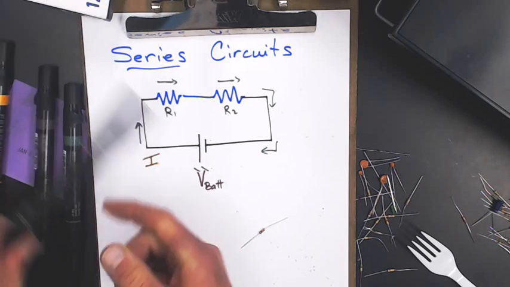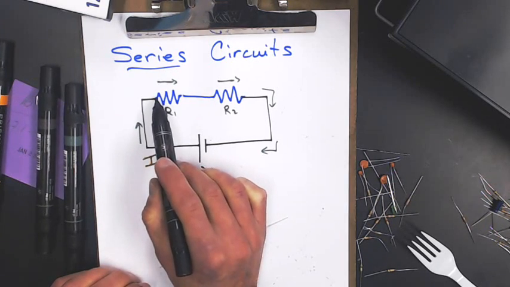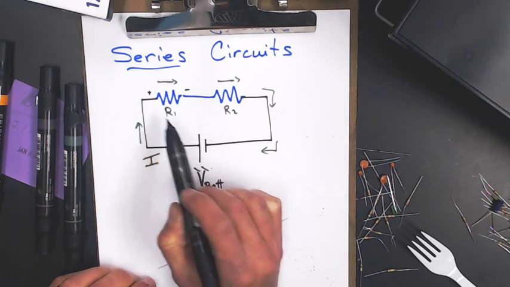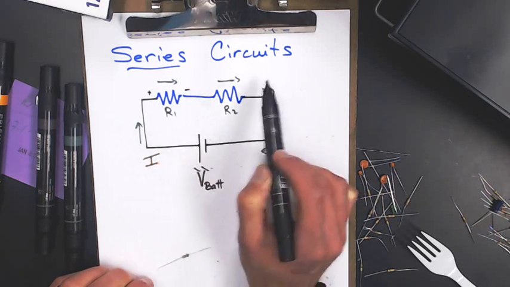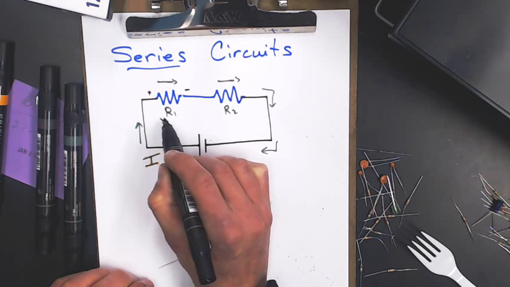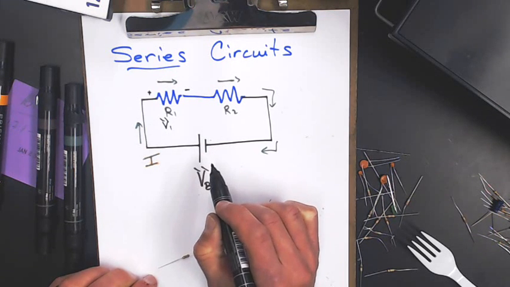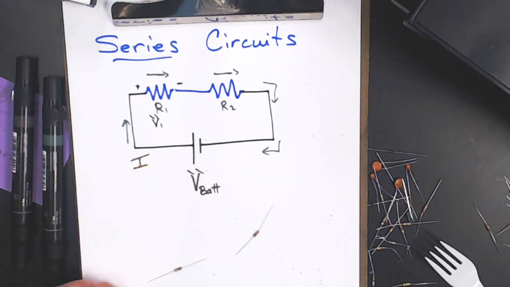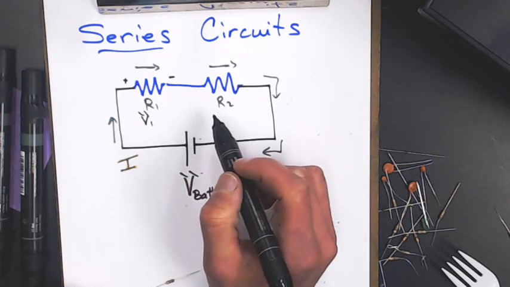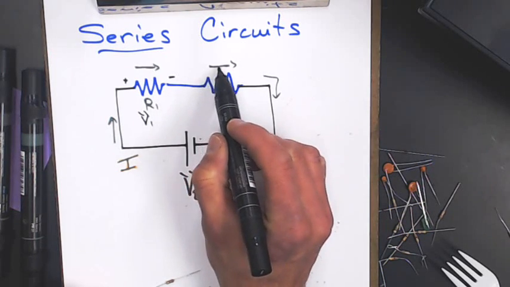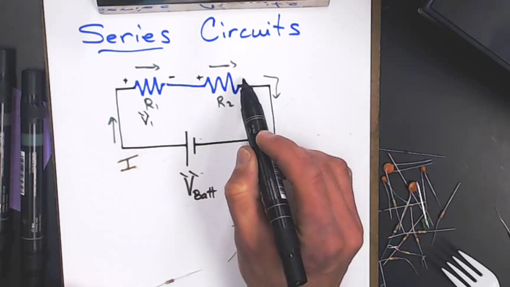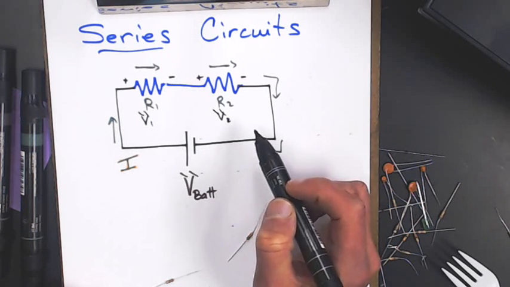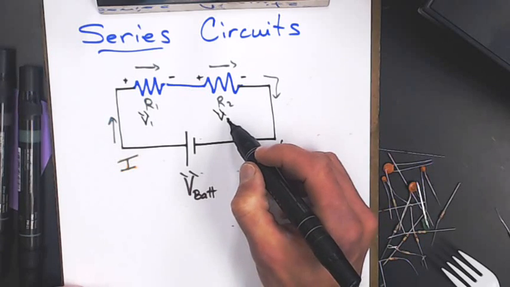The current is flowing from here to there. That makes this the high potential side and the low potential side, because current's flowing from high potential to low potential. So that means there is a potential across resistor number 1. There also is a potential across resistor number 2, because the current is flowing this way. This is the high potential side. This is the low potential side. This is the potential across number 2.